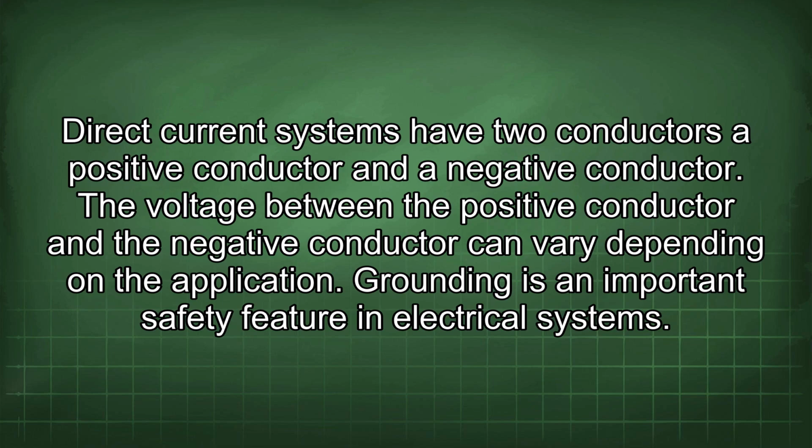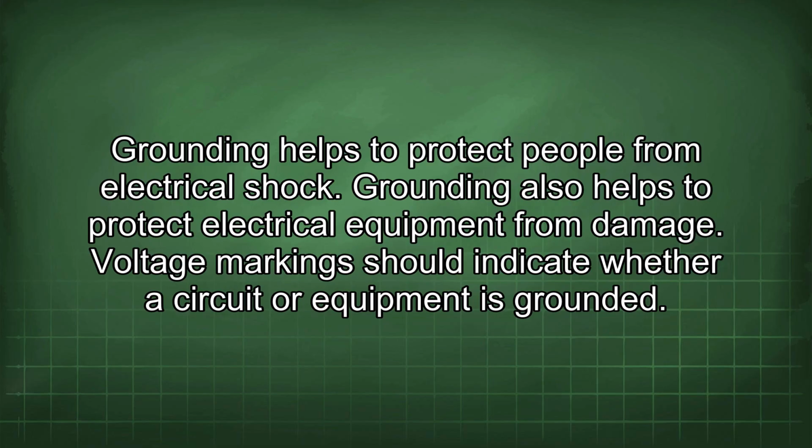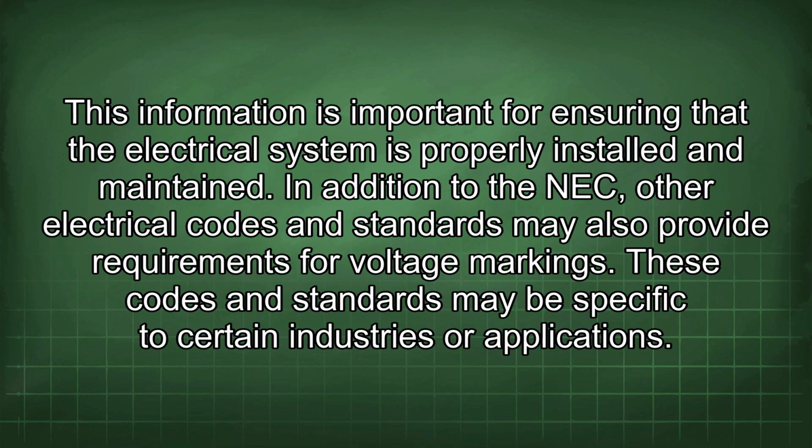Grounding is an important safety feature in electrical systems. Grounding helps to protect people from electrical shock. Grounding also helps to protect electrical equipment from damage. Voltage markings should indicate whether a circuit or equipment is grounded. This information is important for ensuring that the electrical system is properly installed and maintained.